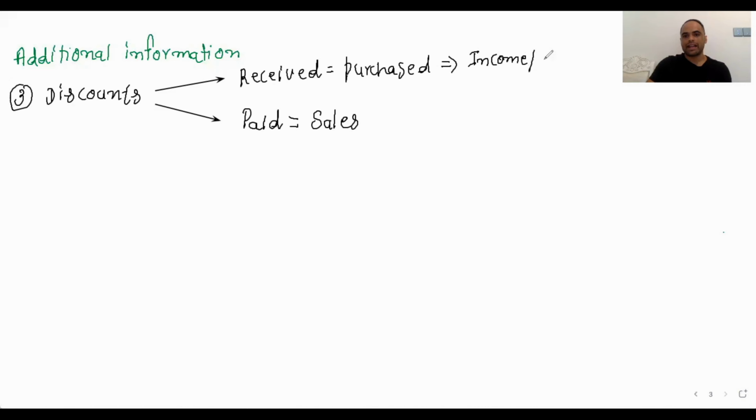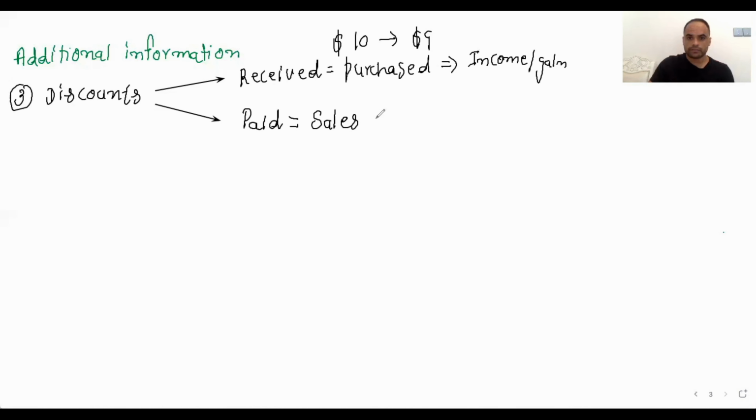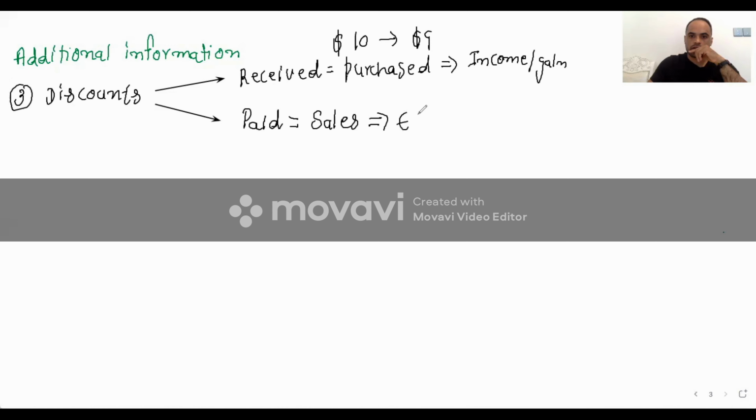So now remember, if you receive discounts on purchases, this is your income or gain. This is your benefit. For example, the price of product is $10, but after discounts, you are paying $9. $1 is your discount. So this discount is your income. Discount is your gain, your benefit, right? Same thing here, if you sell something, then discounts will be your expense or loss.